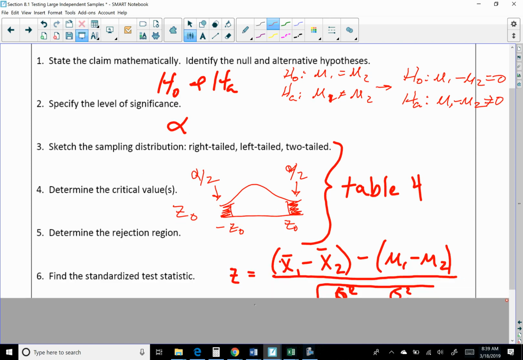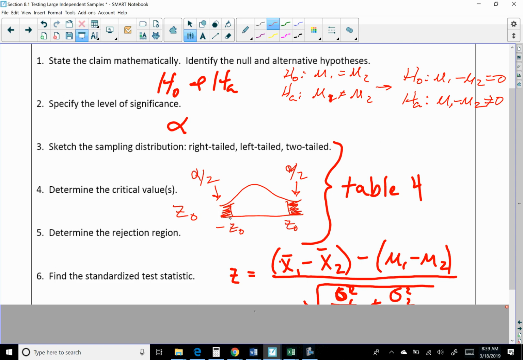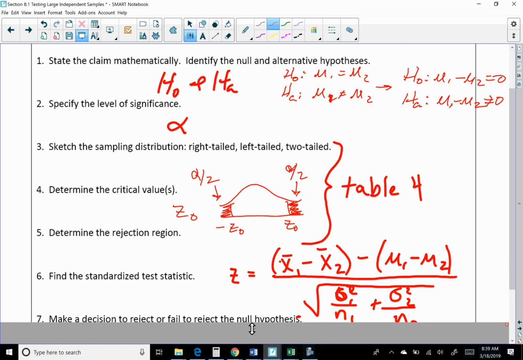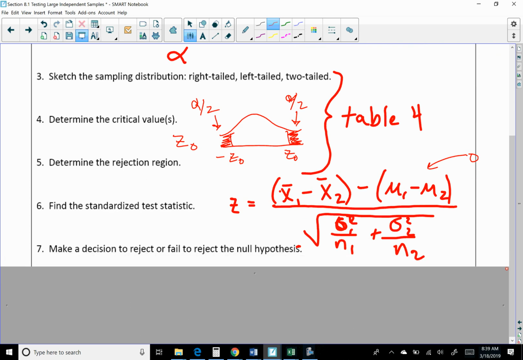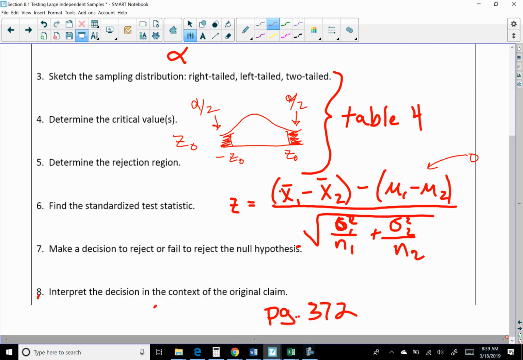Determine the rejection region. So that's going to be these critical values. It's either going to be below one or above the other. And then we find a standardized test statistic. And I already gave you that equation. It's the same one. Remember that this part is typically 0. And then we're going to make a decision to reject or fail to reject the null hypothesis.